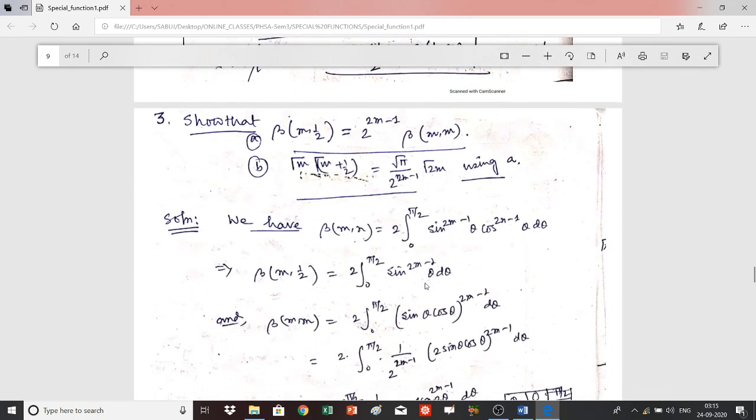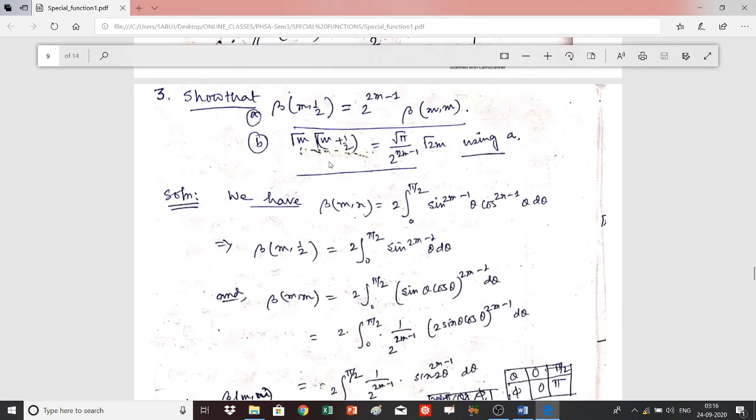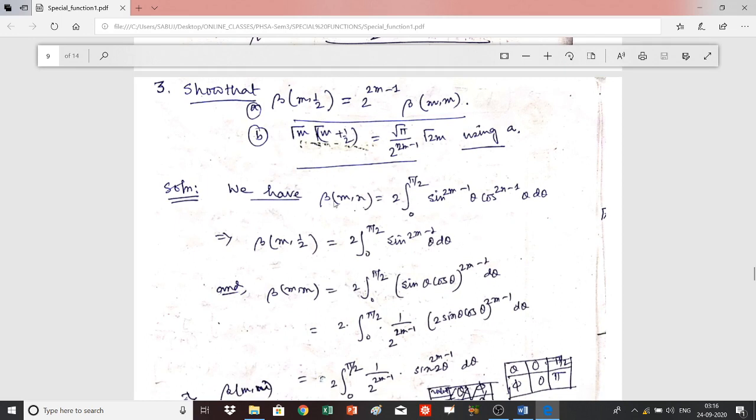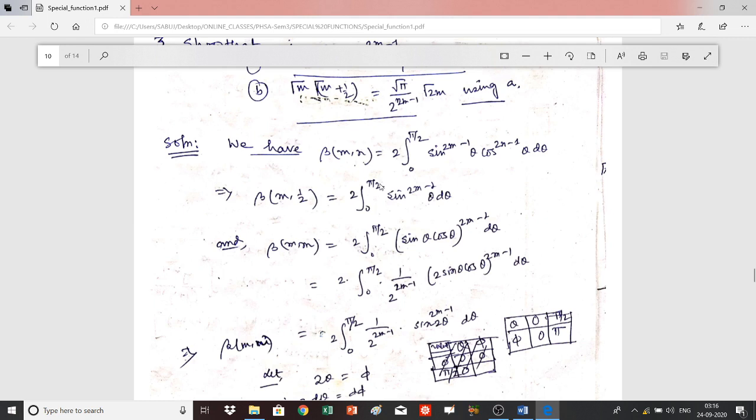Now another problem, beta m half is equal to 2 to the power m beta mn. You have to prove it, and then from this you have to prove gamma m plus half, that is root pi by 2 to the 2m minus 1, using this relation. So now just recall the alternative definition of beta mn in terms of cos theta and sin theta, that beta mn is equal to 2 into 0 to pi by 2 sin to the power 2m minus 1 theta cos to the power 2n minus 1 theta d theta.